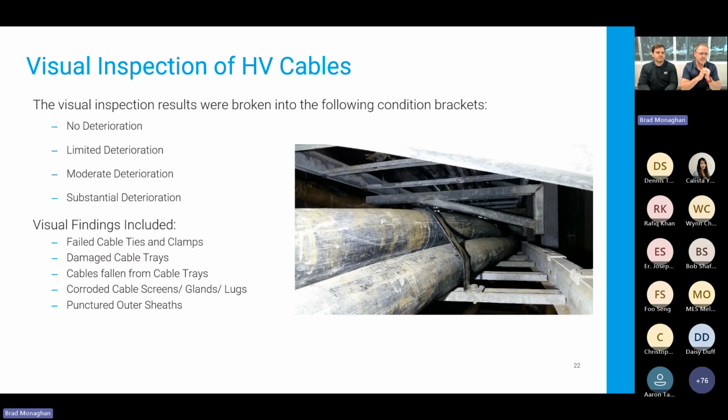Sometimes it looked like a vehicle had run into the tray and that had been smashed off and those types of things. We found a lot of corroded cable screens and glands and lugs, and we also found a lot of punctured outer sheaths. So sometimes the outer sheaths were punctured and there was salt water getting in and rusting out the screens and all that type of thing. So it was well worth walking along and finding those local degradations.